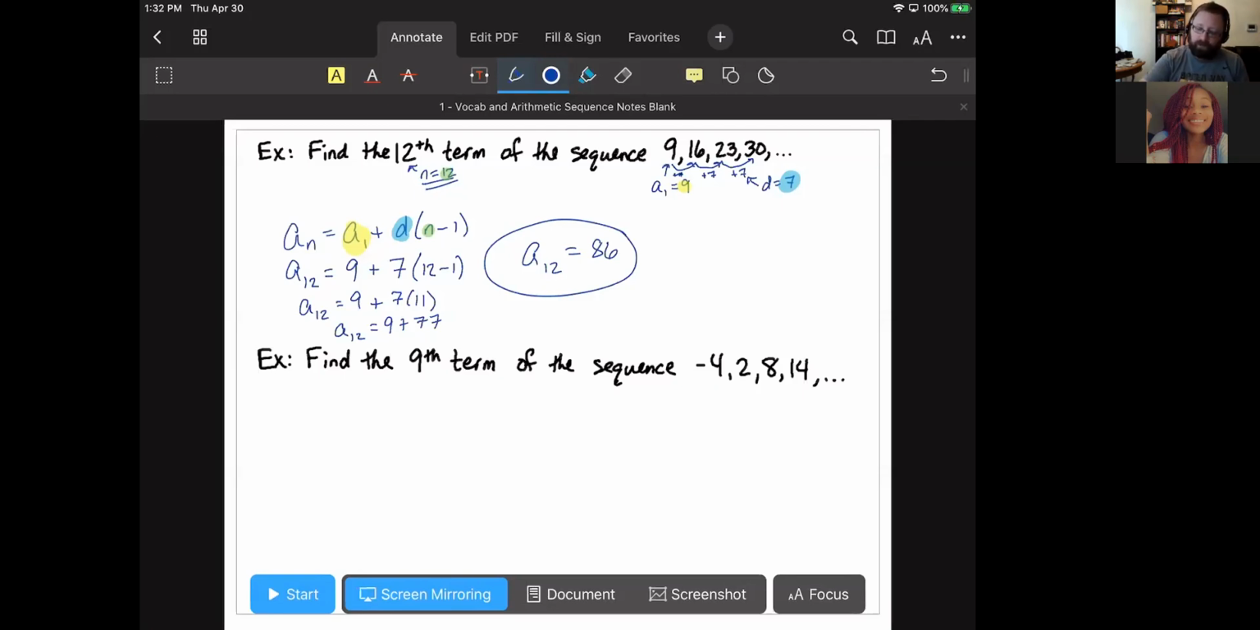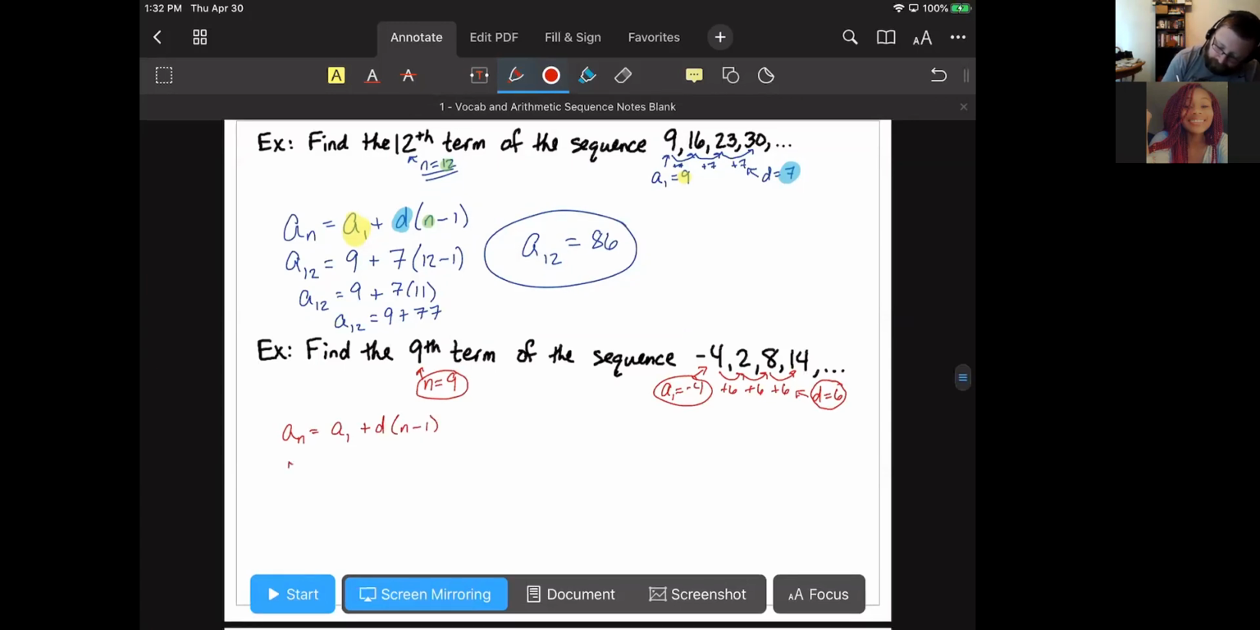Okay? Let's do another one. So here we're asked to find the 9th term, which means n equals 9. The first term in the sequence is -4. The pattern is that we're adding 6 each time. So D is equal to 6. So we have D equals 6, A1 equals -4, N equals 9. We plug into our equation to find the ninth term.